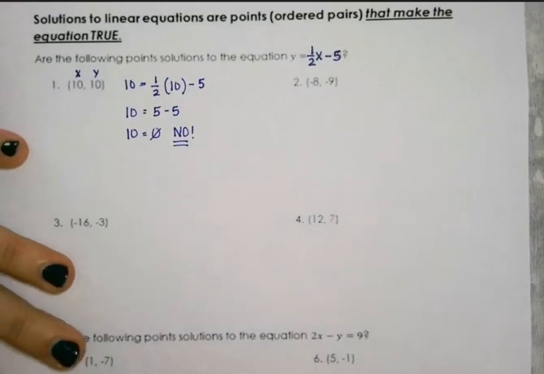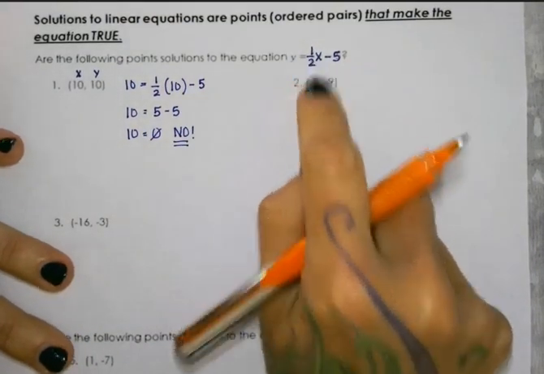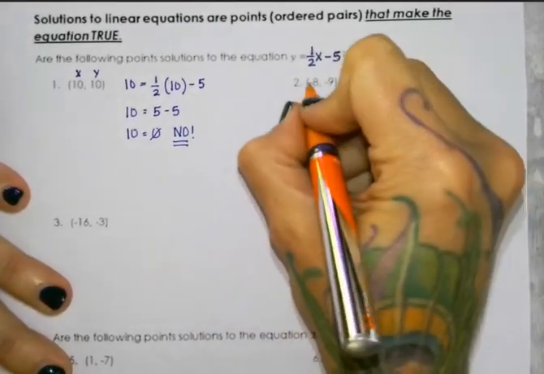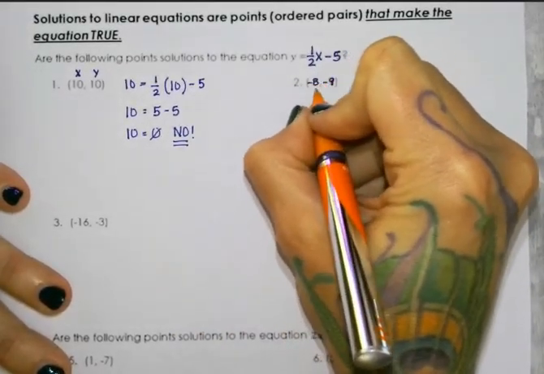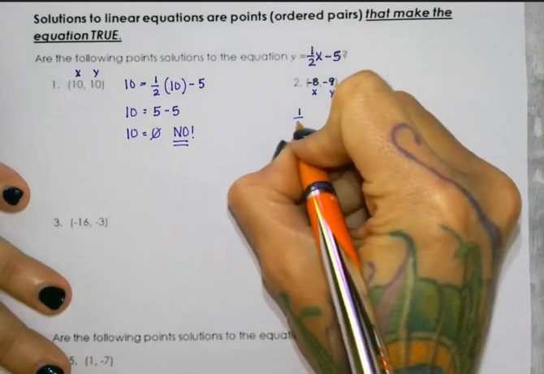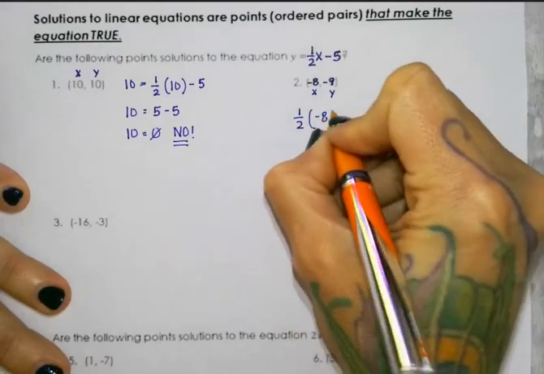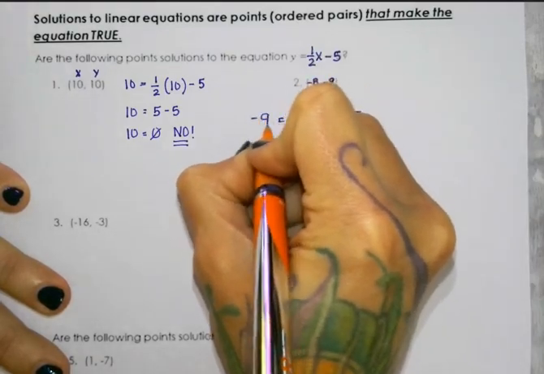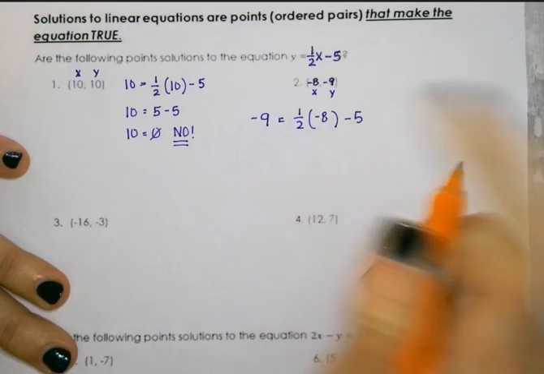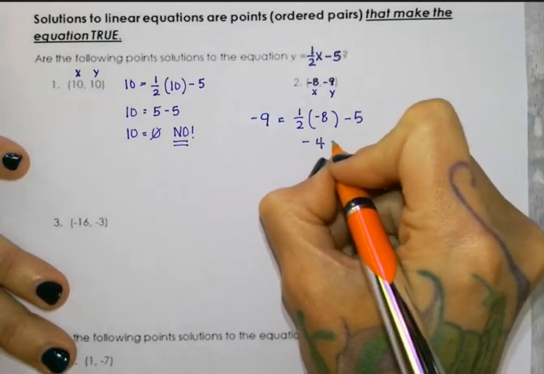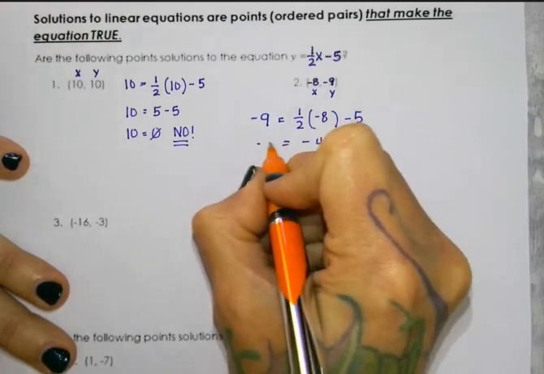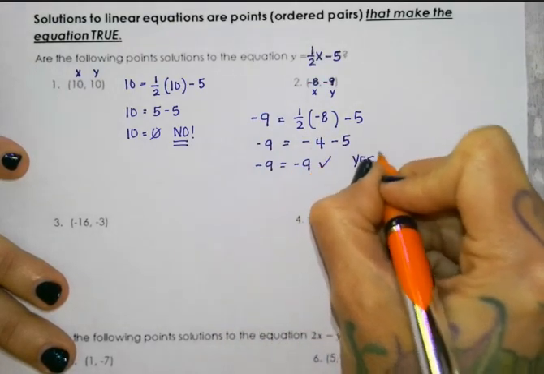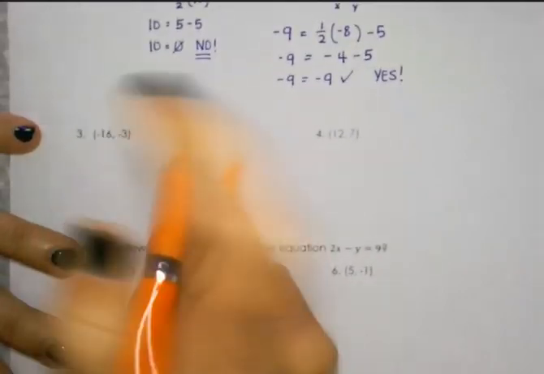Again, if it's calculator active, you can go plug this equation into Desmos and track these points like we did on the last one. Next, (-8, -9), x, y. 1/2 times -8 minus 5, is that going to give us -9? If I take -$8 and divide among two people, they're both going to owe me 4. -9 does indeed equal -9, so yes, it is a solution to this equation.